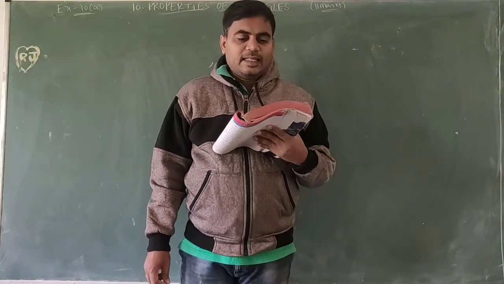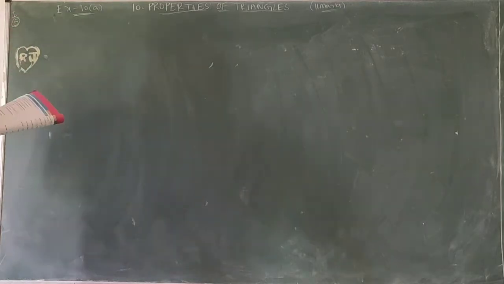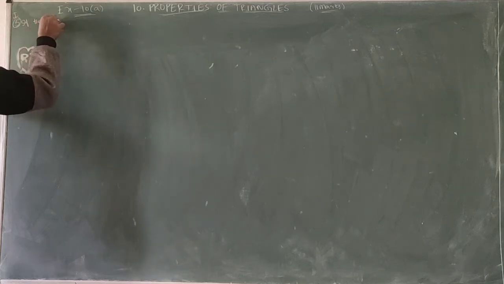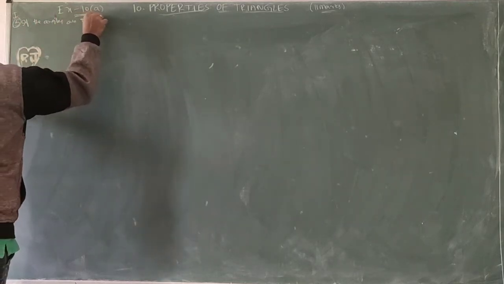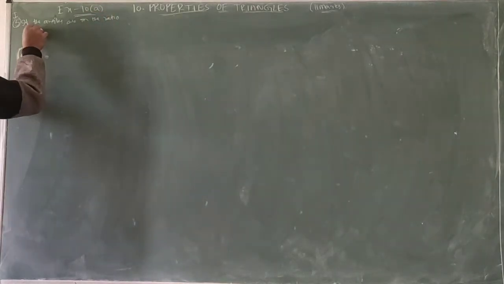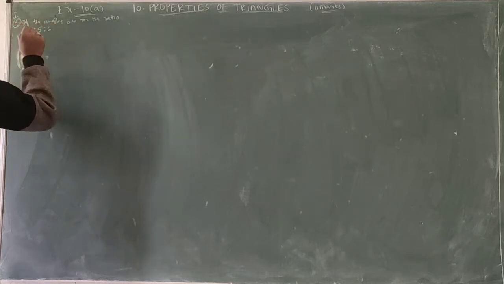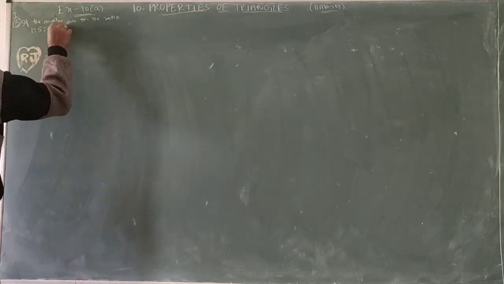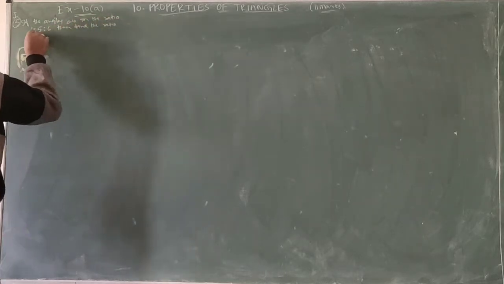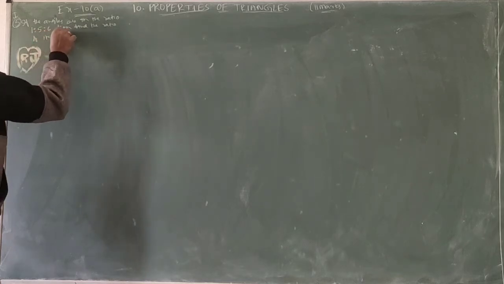Properties of triangles, exercise 10a, question number 5. If the angles are in the ratio 1:5:6, then find the ratio of its sides.